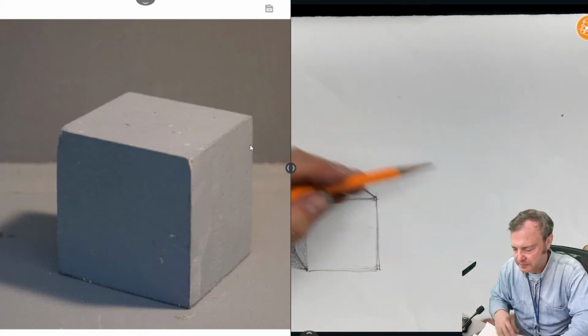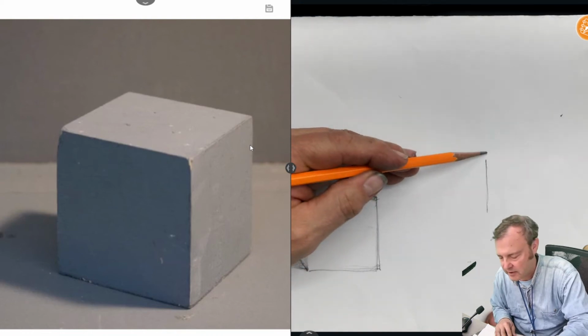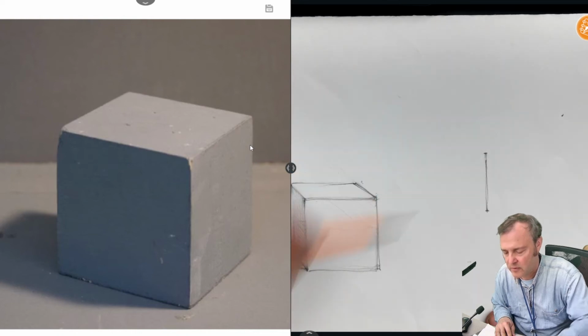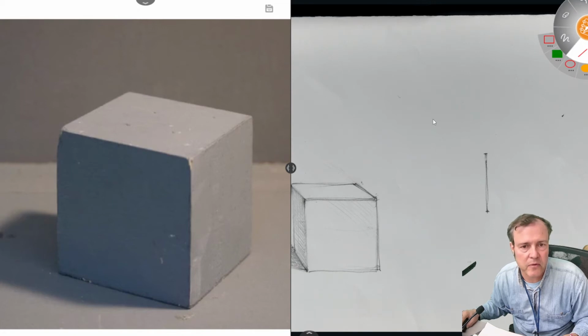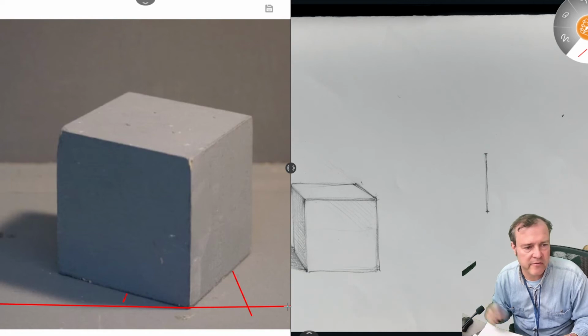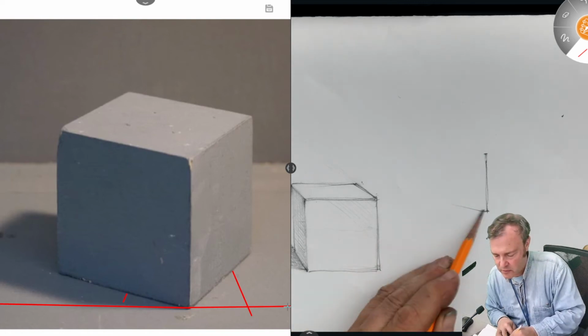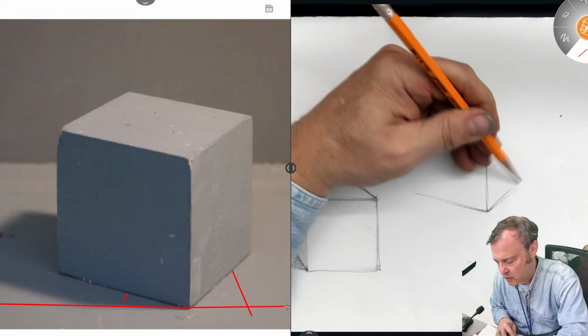I'm going to draw the leading edge first, like that. I'm again going to look at my angles, and I'm going to notice that these are different. This angle here is about 20 or 25 degrees. This angle here is about 40 degrees. So this slopes up a little, and this slopes up a lot more.